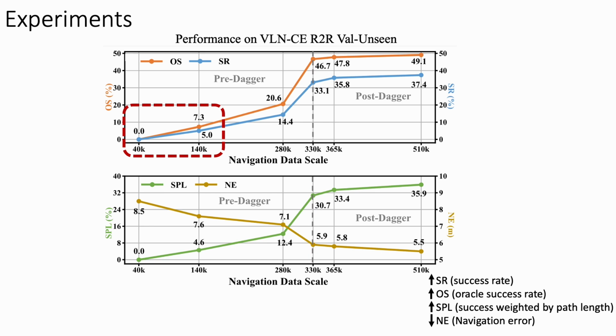Additionally, we observe that the Dagger phase has a very limited impact on the results. We believe this is because Dagger only introduces more diverse trajectories without introducing new scenes and instructions. Therefore, more scenes and instructions may be key to further improving NaVid's performance.